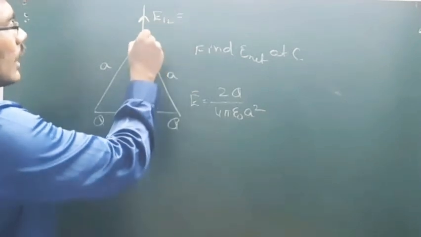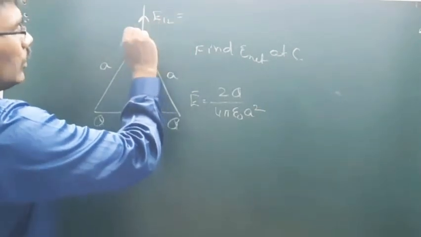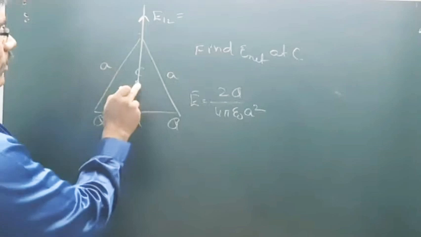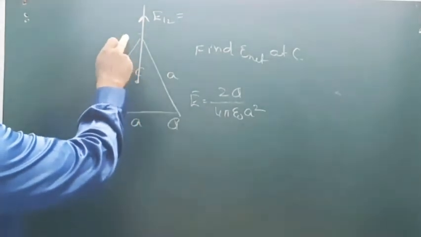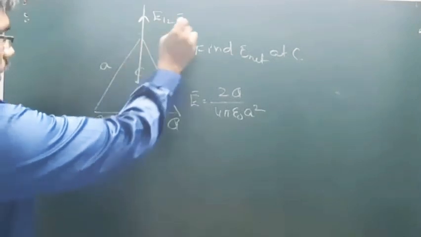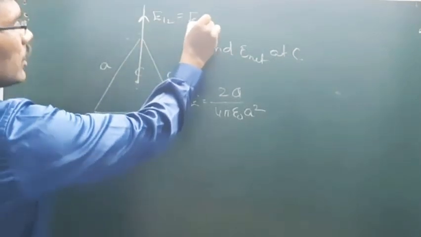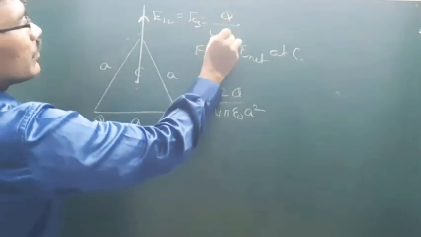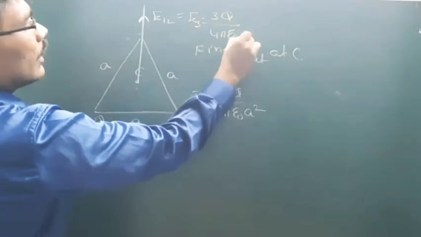How much value is it having? Consider the third charge magnitude here. If plus Q is there, the total must be zero. If plus Q charge is there, it should be equal and opposite to E12. Therefore, the third charge's electric field must be equal to how much? It is Q by 4 pi epsilon naught A square.